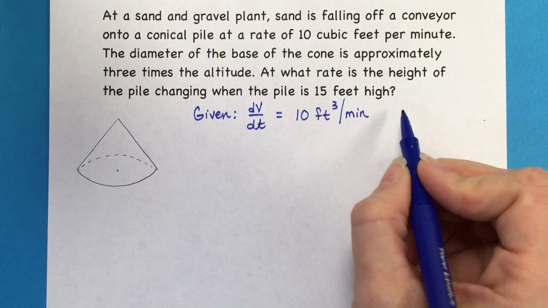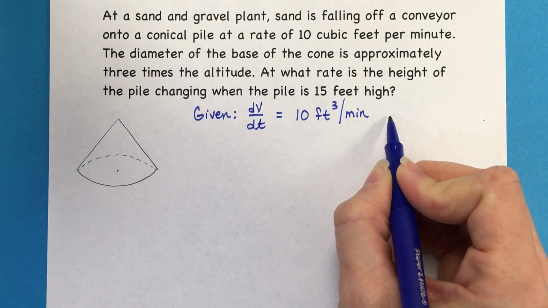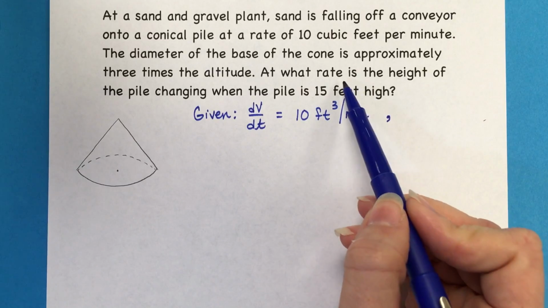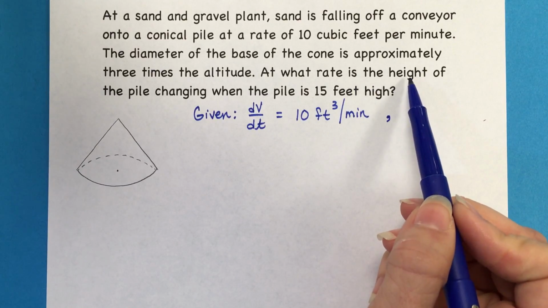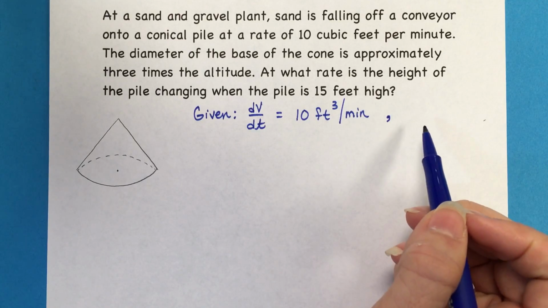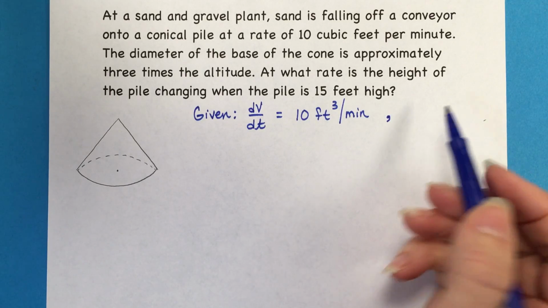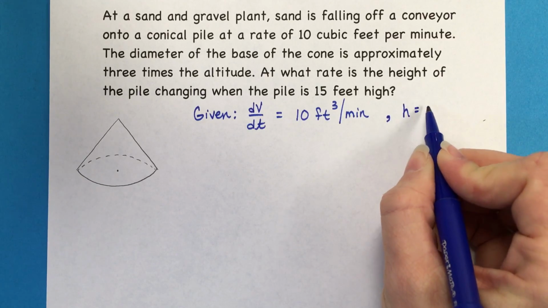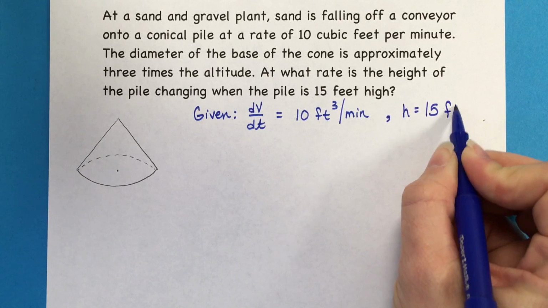Now, the other piece of information that I'm given that we're going to end up using is that it wants to know the rate at which the height is changing at the point in time that the pile reaches 15 feet deep. So that would be the height at that particular time.